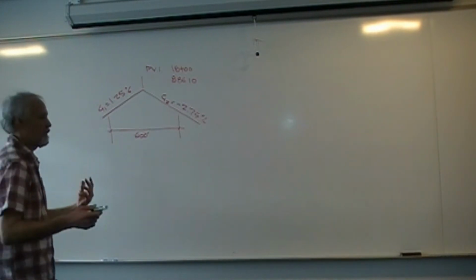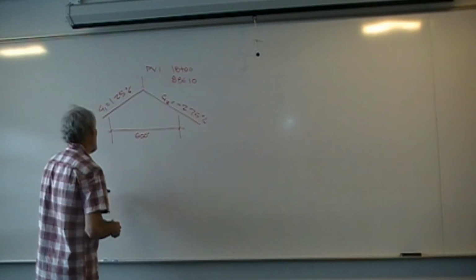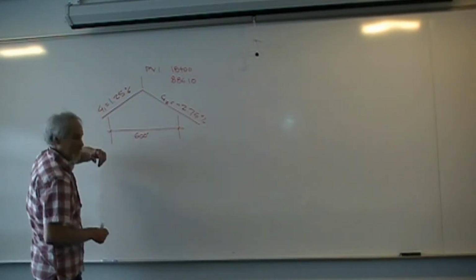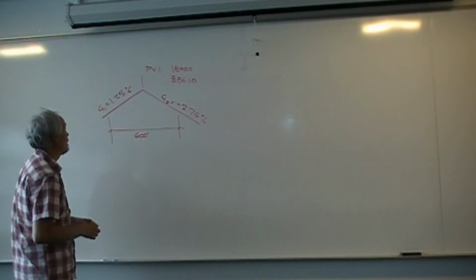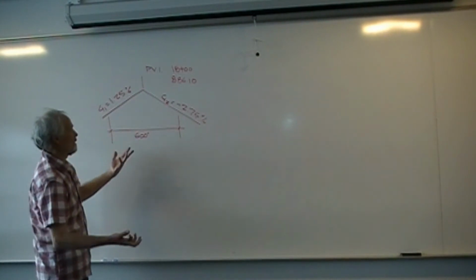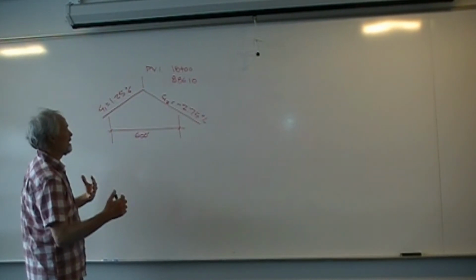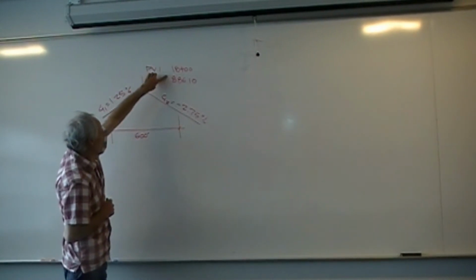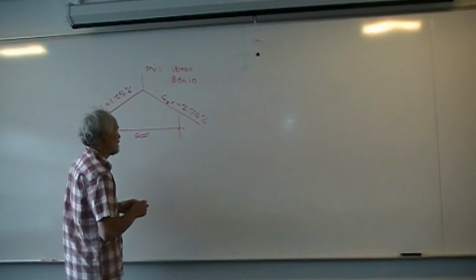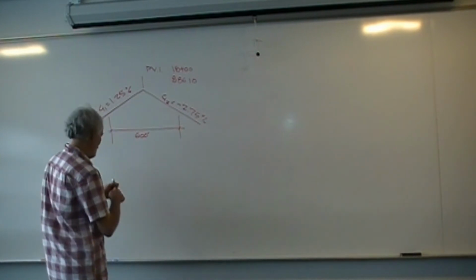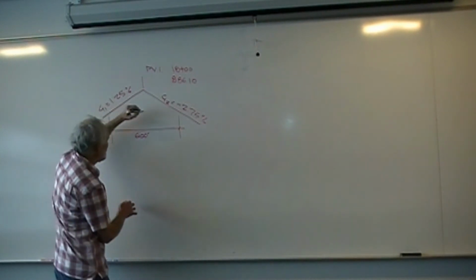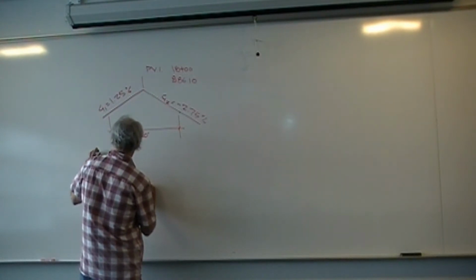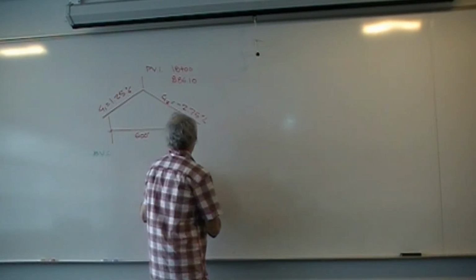Here's that problem we were just looking at. We're given a grade in of 1.25% and a grade out. I like to draw a little sketch that relates them. Looking at this also determines whether you've got a crest or a sag, so it's really helpful. We have the PVI station and elevation, and we know L. What we need to do first is solve the BVC and EVC. So this would be my BVC location, and this is my EVC location.